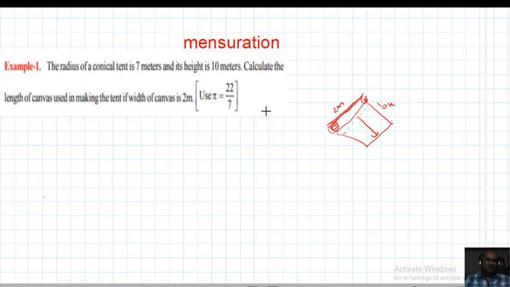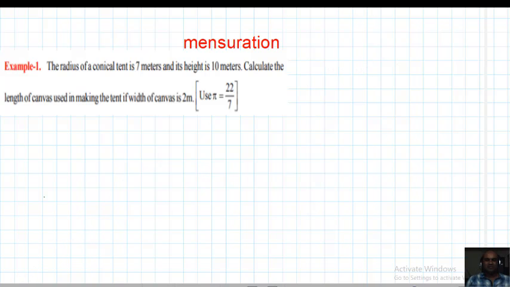So now the question is, how much length is required here? For example, length is L, breadth is 2 meters. How much length is required so that the radius of the conical tent is 7 meters and height is 10 meters? What you want to calculate is the length of the canvas used to make the tent if the width of the canvas is 2 meters. I think you understood now. Okay.